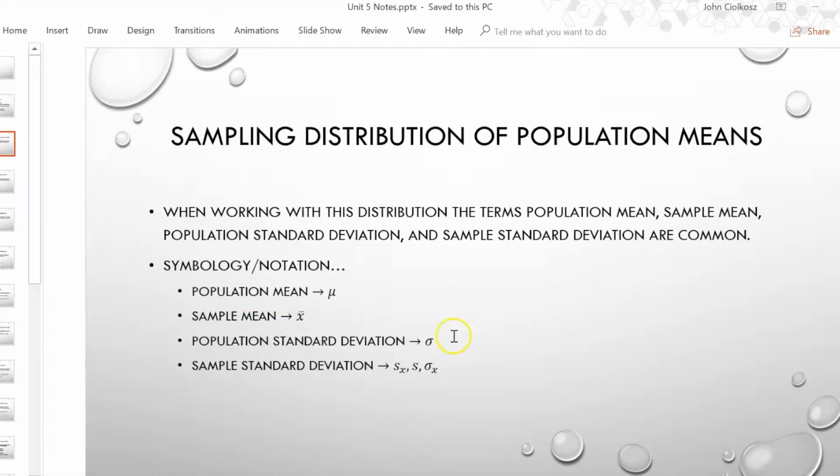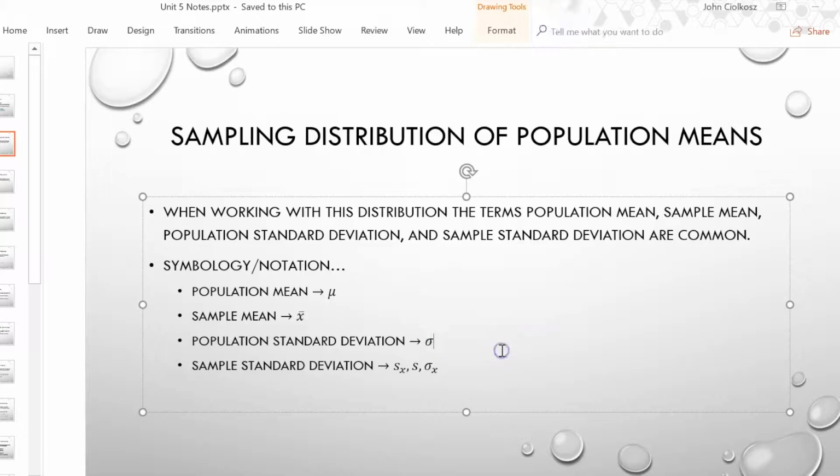Population standard deviation is always sigma. That's just always what it is, just like last semester. Sample standard deviation, the most common one we'll see here is S, but I included the others a few times here just so we get used to seeing all the different variations that a textbook may utilize.